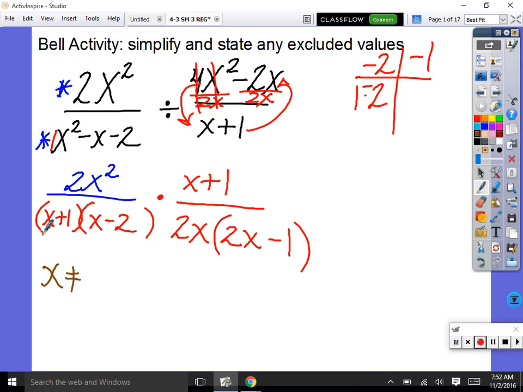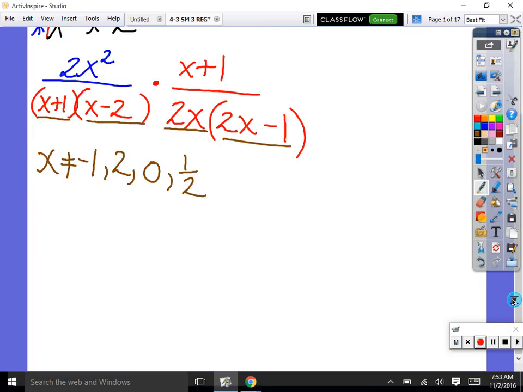So x cannot equal what for that piece? Very good, -1. For this piece, 2. For this piece, 0. For this piece, positive 1/2. Is everybody comfortable with that, or any questions on that? Okay, so now we can go ahead and divide out exact factors.